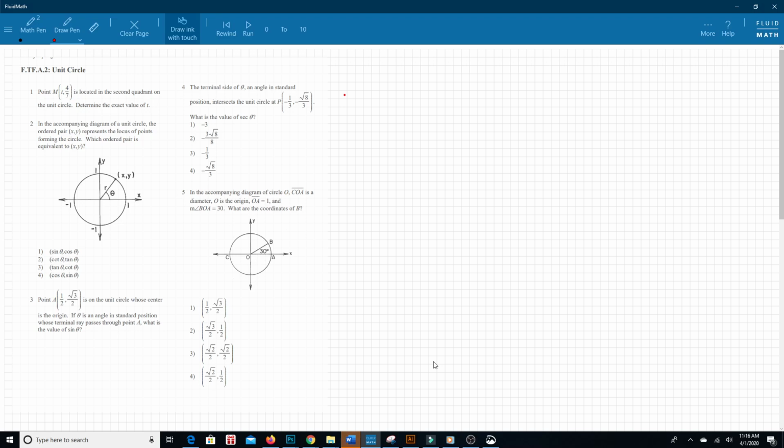So he wants to determine the exact value of t. Point M is located in the second quadrant on the unit circle, and the value for y is 4/7. Determine the exact value for t.